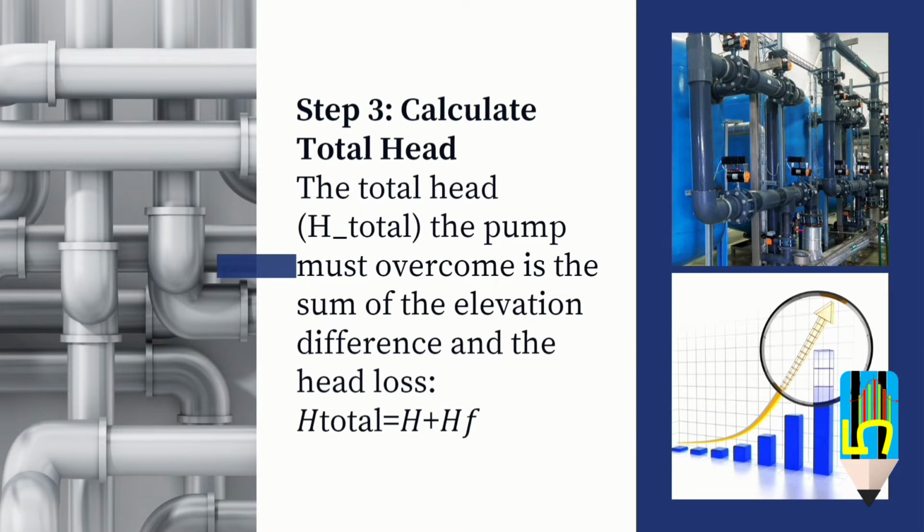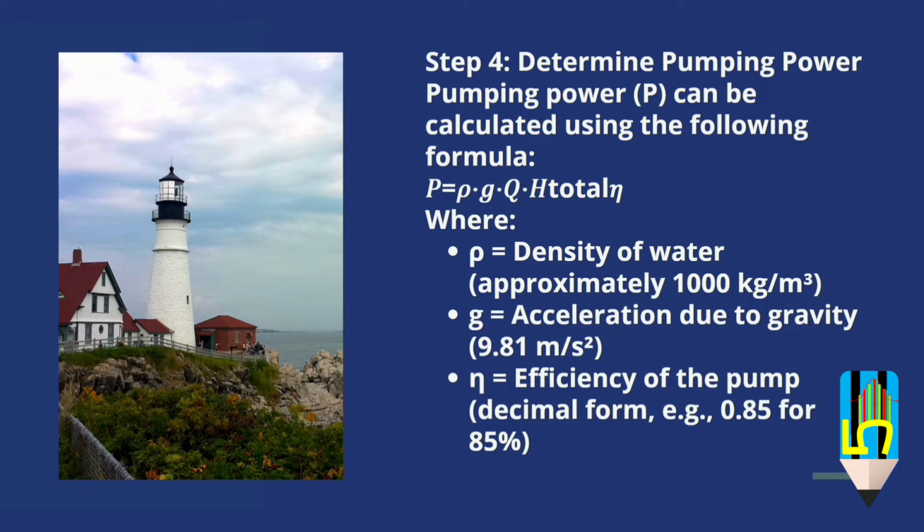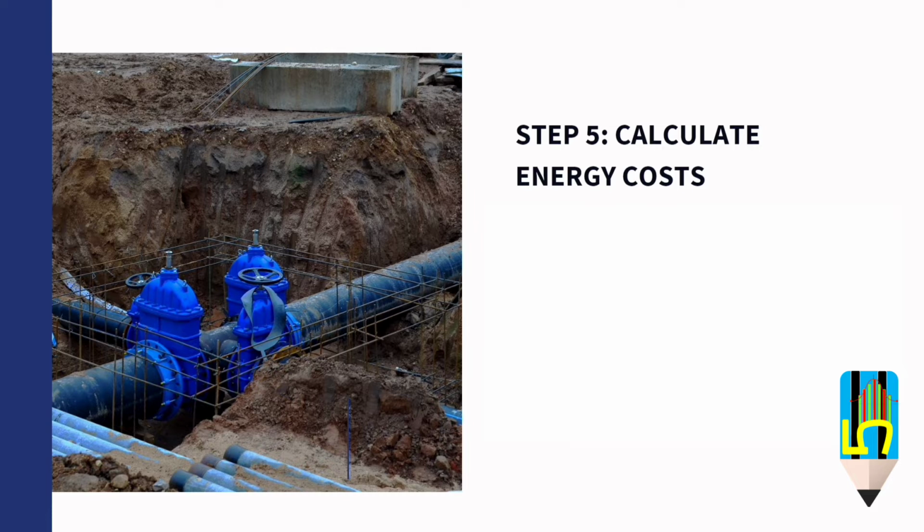Then comes step number 4, that is determining the pumping power. Now again, as I have told, this is an aspect of mechanical engineering calculations. So you don't need to worry that much about this, but just know this step. Once we have calculated the pumping power, then we move on to calculation of the energy costs. The annual energy costs can be calculated by multiplying the power with the operational hours and the cost per kilowatt hour.